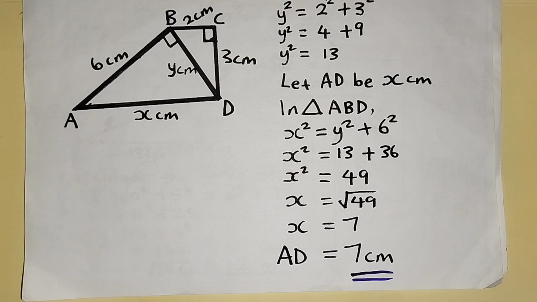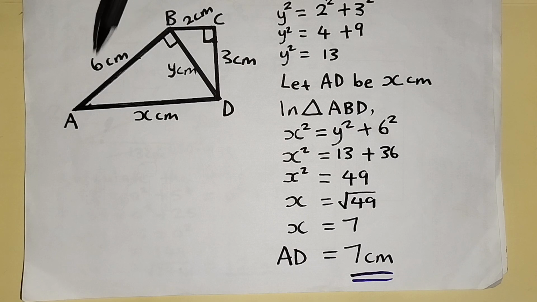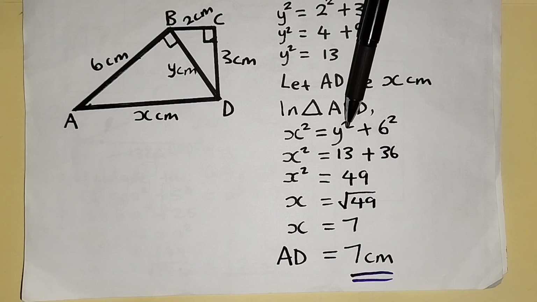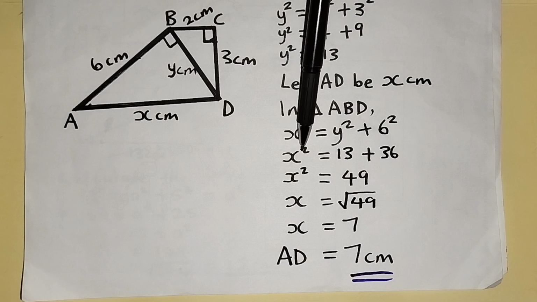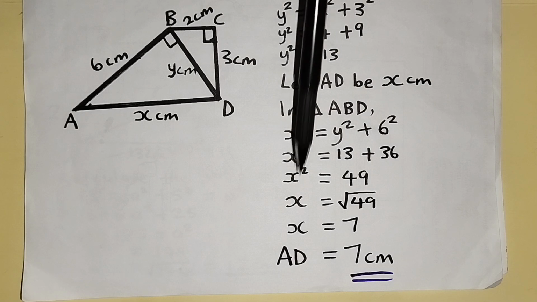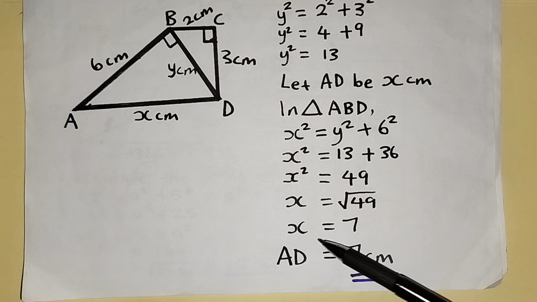Now you want to find the side AD, or x centimeters. Let AD be x centimeters. In triangle ABD, AD is the hypotenuse. So x squared equals y squared plus 6 squared. Remember, the value of y squared is 13. So x squared equals 13 plus 36. x squared equals 49. Taking square roots of both sides, we find that x equals 7. So AD equals 7 centimeters.